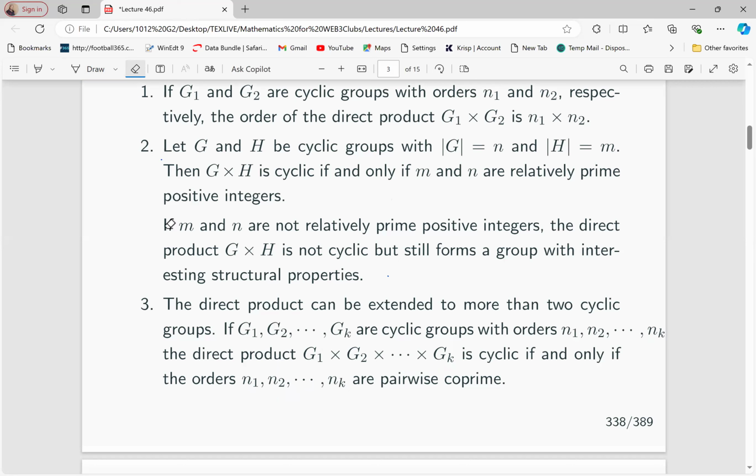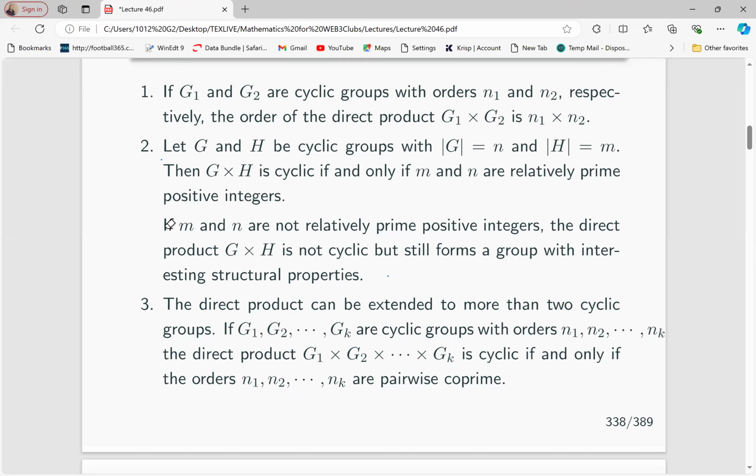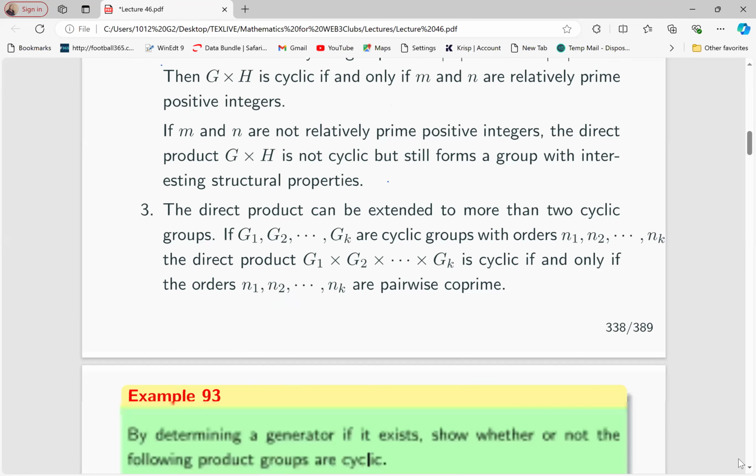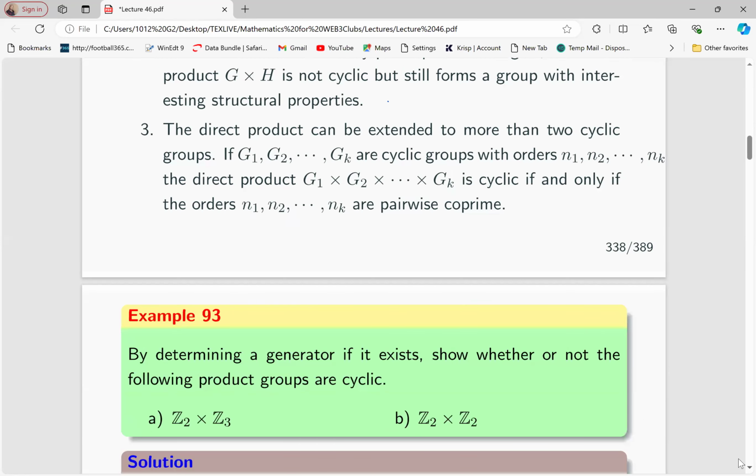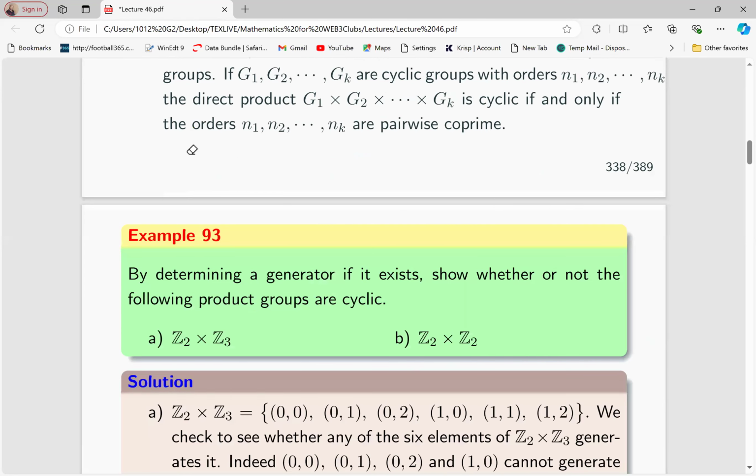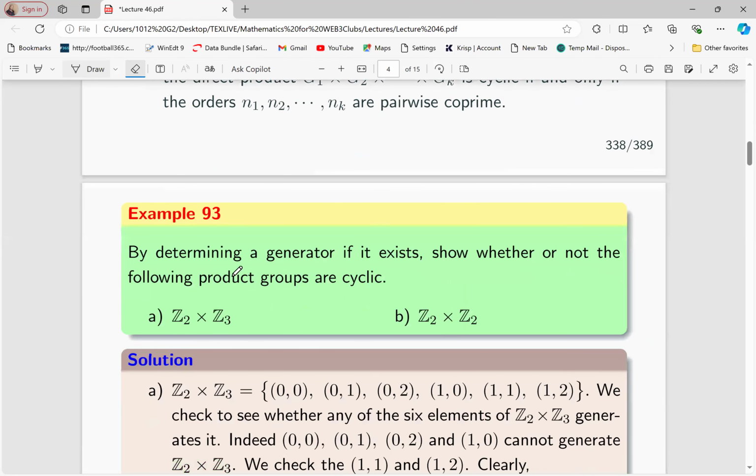Every time you pair 2, the GCD is 1. It means that the product will be cyclic. That is what that means. So I think we've answered that question. And again, you can look at these two examples.